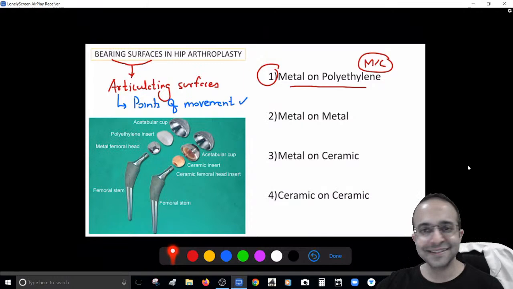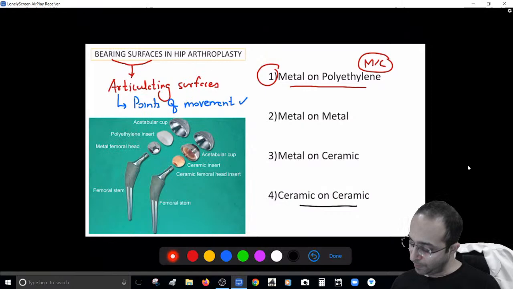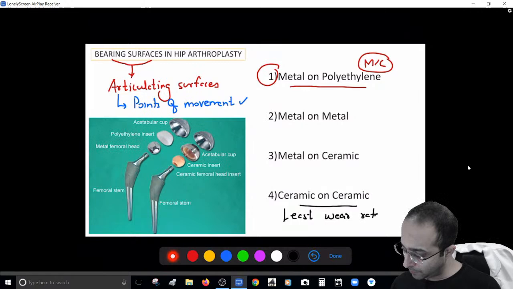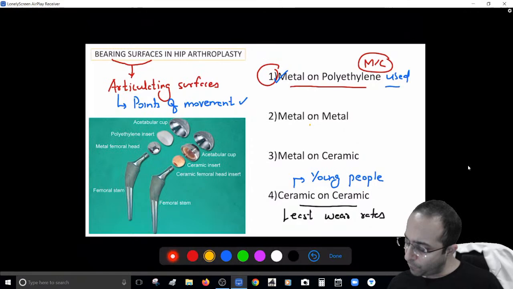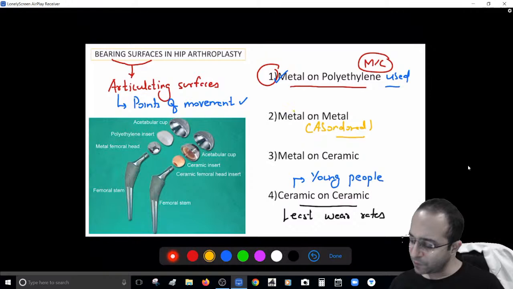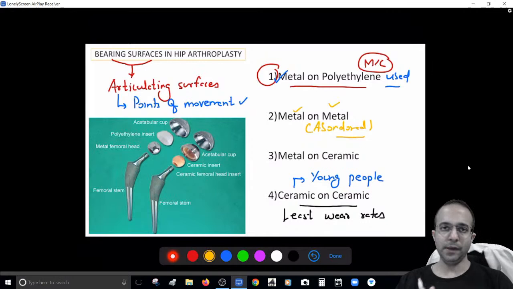Ceramic on ceramic is the surface where you tend to have the least wear rates. So this is particularly suited for young people. Otherwise, most commonly used is the metal on poly, which has some of the best properties. Metal on metal was abandoned after a little bit of use because of some toxicity of the metal. Not much used now, but the option is still available. So I hope you're clear with this total hip replacement prosthesis in a very crystal clear manner. Fine.